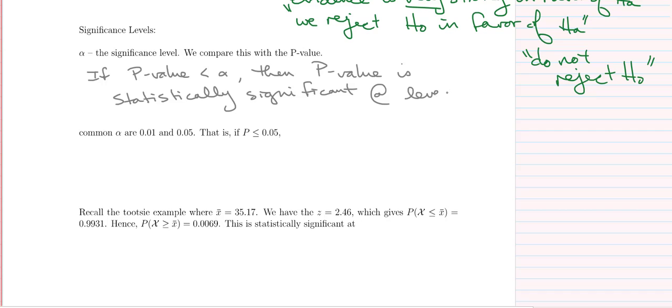at level alpha. Some common alpha are 0.01 and 0.05. You'll see 0.05 being used all the time in our text. And so if p is less than or equal to 0.05, then what we're claiming is that alpha is equal to 0.05. So this upper bound is always going to be our level of statistical significance. And often we'll care less about the actual p-value and more about whether it's less than or equal to our alpha.